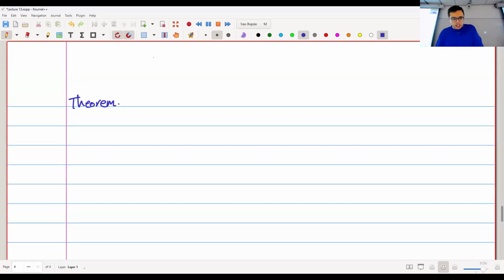So let's say, assume the degree of vertex I is at least 2 for every vertex I that is in my set of vertices. Okay. I want you to prove that this graph G has a cycle.